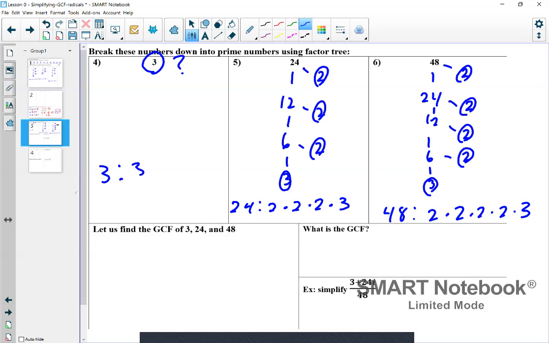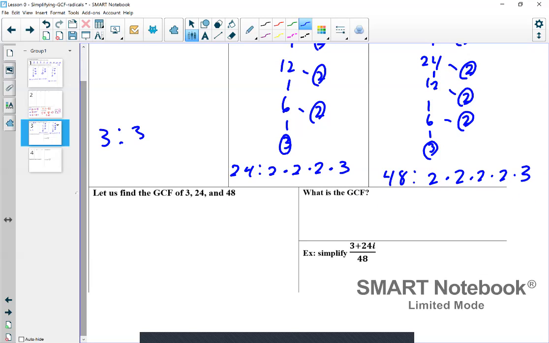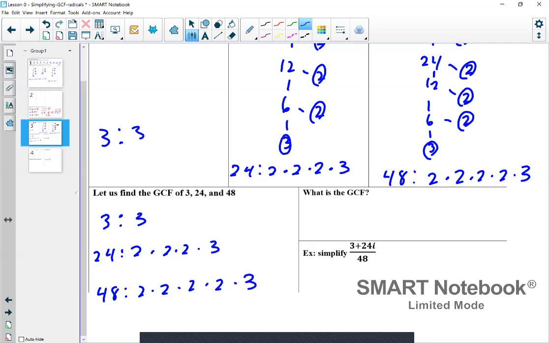Now that we've broken down every number into its primes, except for 3, which is prime, so we can just kind of let it chill, let's write out the list like we did in our last example. So 3 is just 3. 24 is 2 times 2 times 2 times 3. And 48 is 2 times 2 times 2 times 2 times 3.